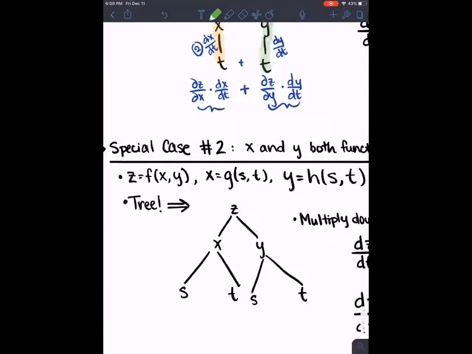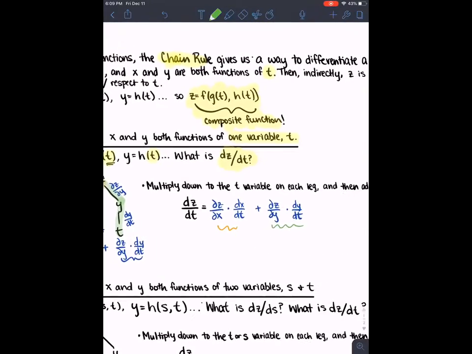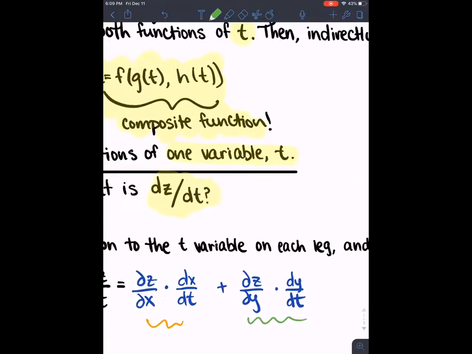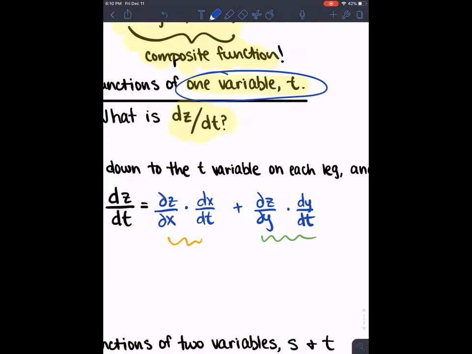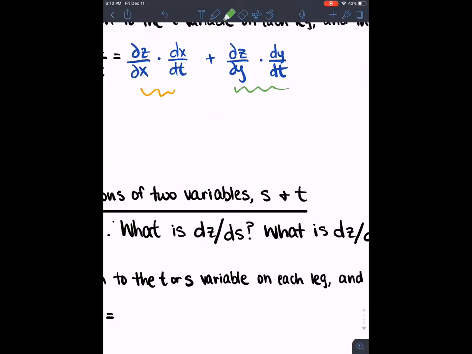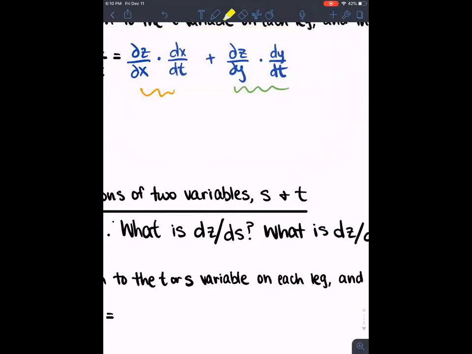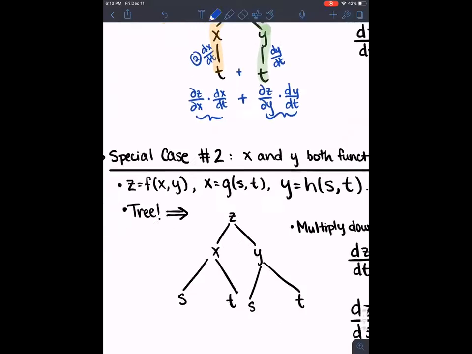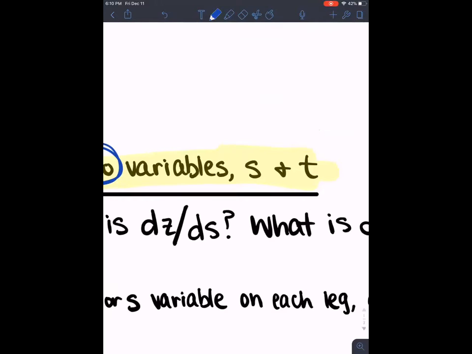Which brings me to special case number 2. Earlier we did z as a function of x and y, and then x and y are both functions of one variable, t. Now we want to do when x and y are each functions of two variables, s and t. So instead of one, we have two variables now. You set up the tree as before, but this time you have two indirect derivatives you can find by the end.